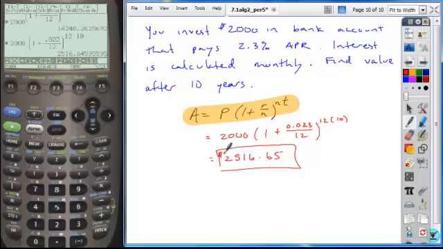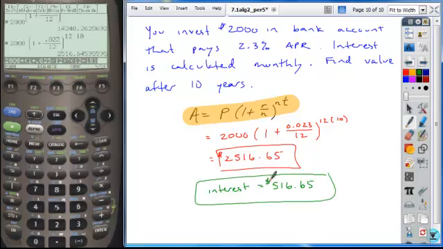Now, they may ask you specifically, how much did you earn during that time? If that was the case, how would you find out what was the total interest? You just take your new amount, your account balance, and subtract your original investment. And so how much of this was interest? 516.65. Again, it depends on what they're specifically asking you to find.